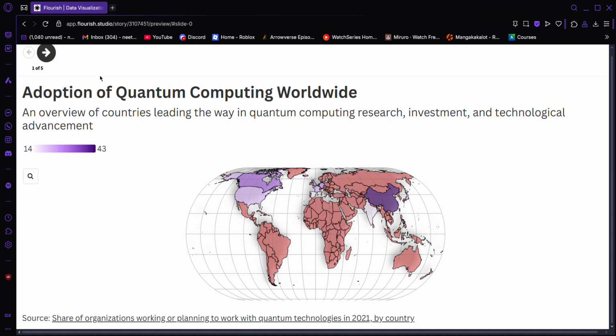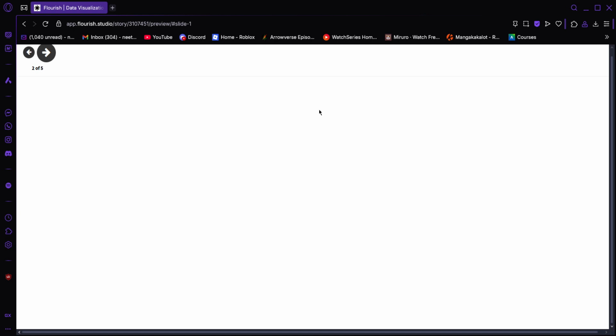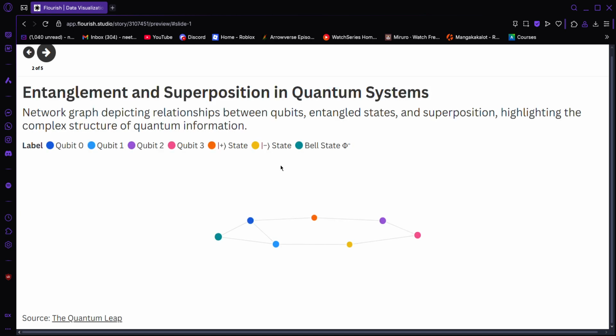As for now, the next chart we have is a network graph. The network graph is about the entanglement and superpositions of quantum systems. The network graph shows the relationship between these individual qubits and quantum states and their entanglement systems.